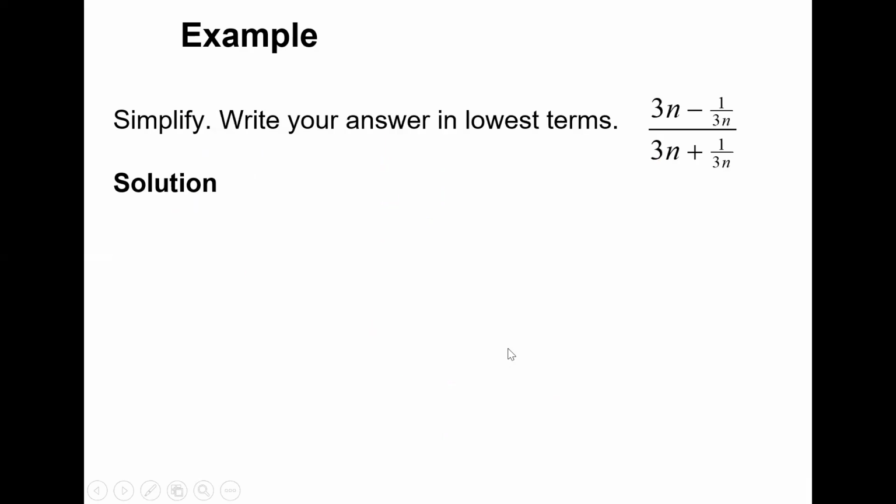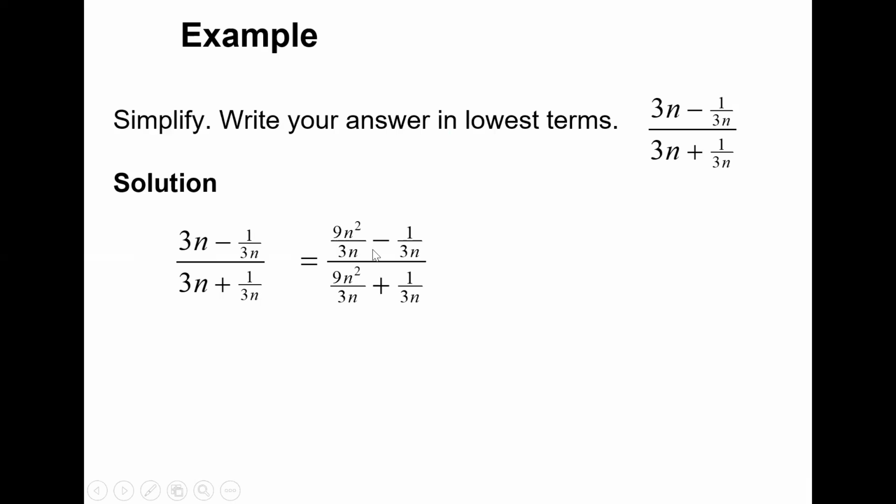All right. So here we're supposed to simplify and write our answer in lowest terms. So let's go through how the book would do it because there's not enough room for me to show you how to do it here. So first things first, we're going to get a common denominator here. And so we'll have 3n over 3n on this one to multiply. Here we're going to have to multiply by 3n over 3n as well. And so when we do that, 3n times 3n is going to be 9n squared over 3n. And again, on the denominator, it's going to be the same thing.